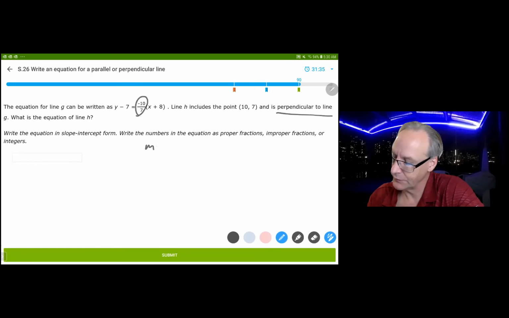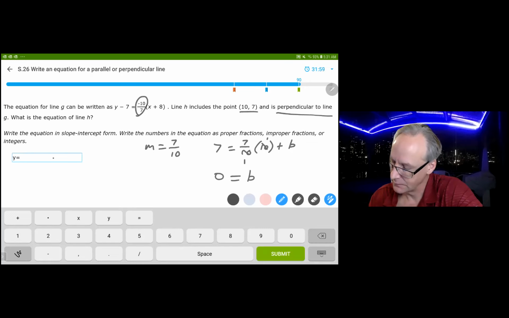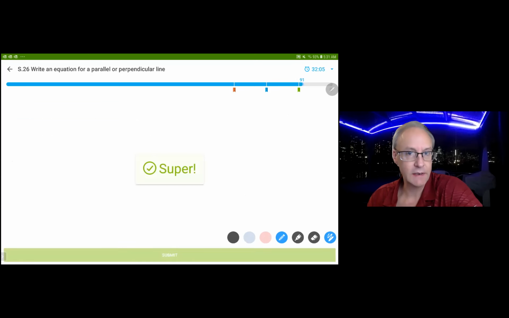All right, so we want perpendicular, and there's our slope. So we want the slope to be 7/10. And the good news is it's going to work out evenly for us. So 7 is equal to 7/10 times 10 plus b. For whatever reason, they seem to like this one, where the 7's cancel out and you get b equal to 0. I think people have been missing this one a lot. So this is just y equals 7/10 x. No plus 0. You don't have to write anything for that.